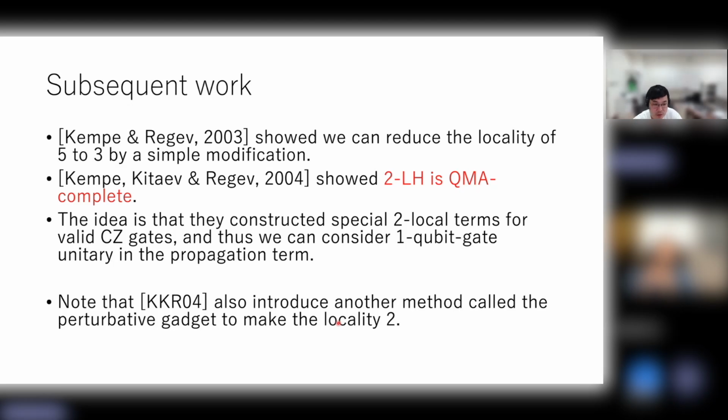In fact, they introduced two constructions. One is by the perturbation gadget. Perturbation theory is, in my understanding, a well-known theory in quantum physics, and they applied it for Hamiltonian complexity. They also introduced some explicit construction on the binary, on the unary clock.